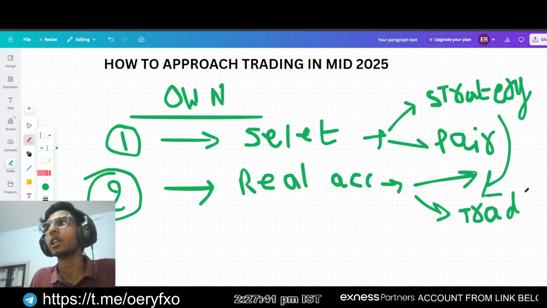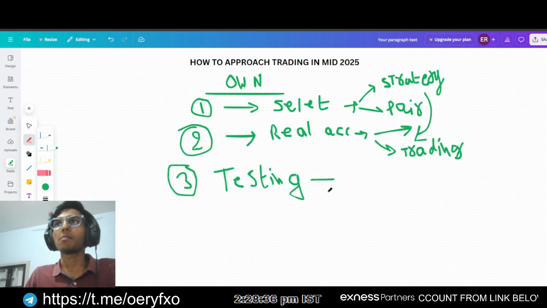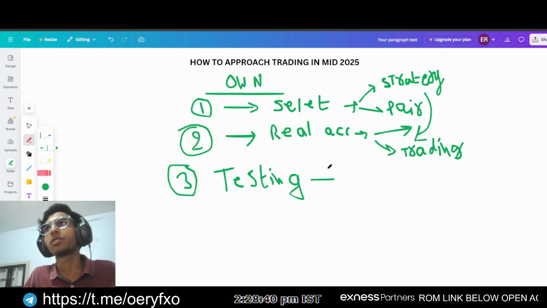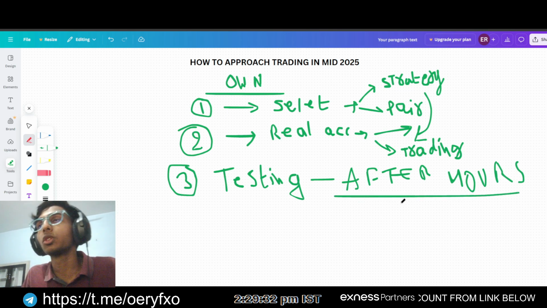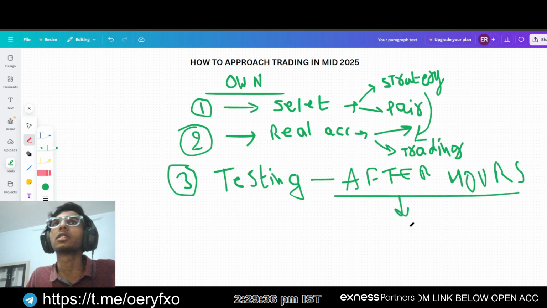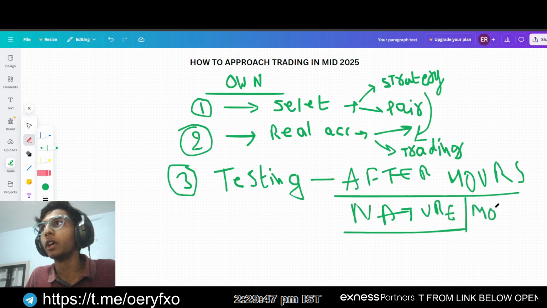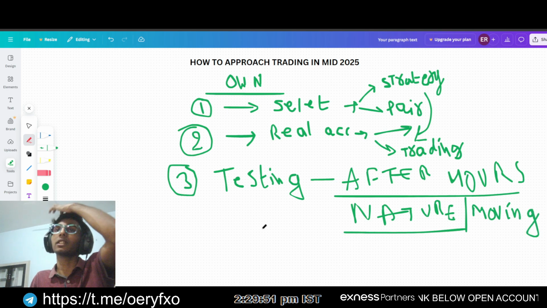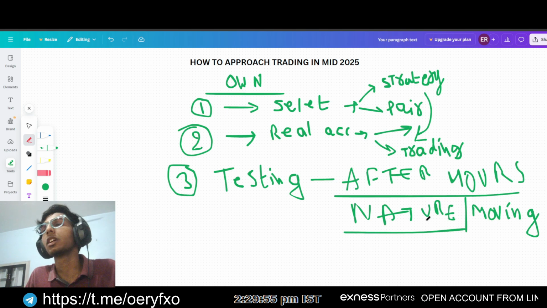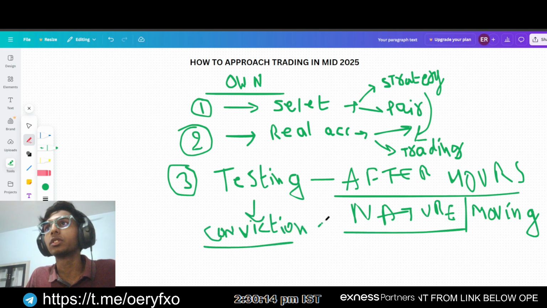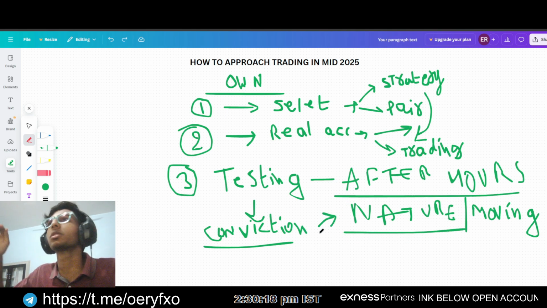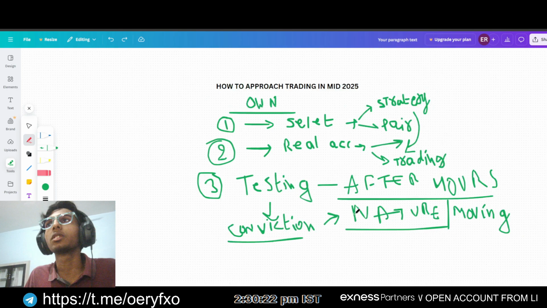The third step is testing the strategy you have selected, with the pair and the strategy both. After the market hours, the market is over, and now you test what things are working, the nature of the market, and how it's moving. After this, you'll have conviction in trading. The market moves this way, the nature is this way, it takes the support, goes to the resistance, and so on. That's how it's going to move.